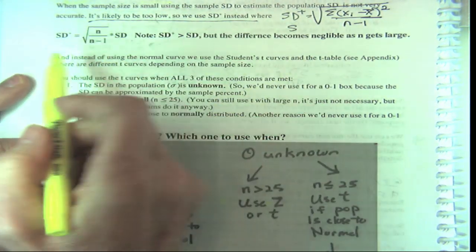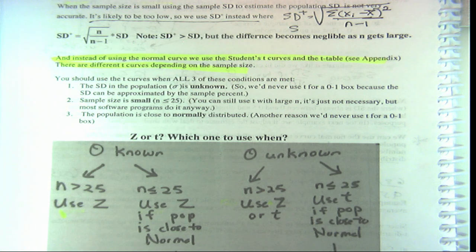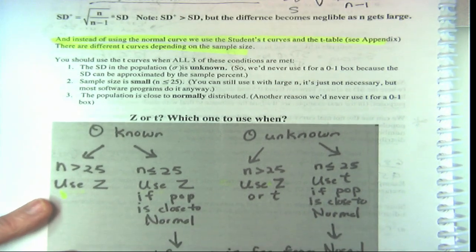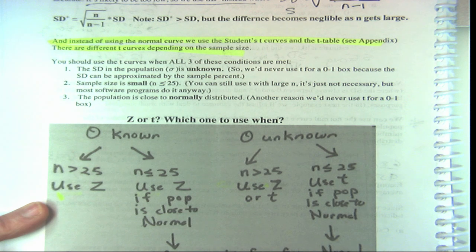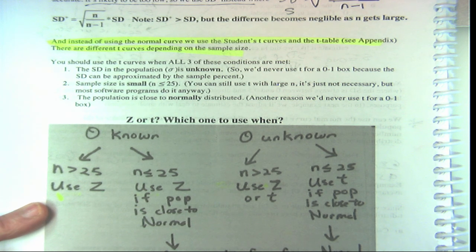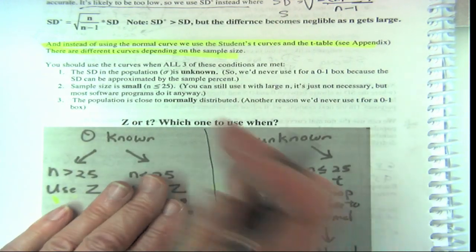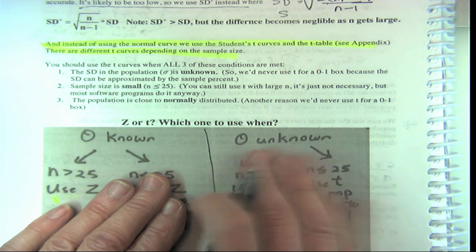Now the student t curves are more complicated. There's a different curve for each sample size. So here's a chart that will help you understand this. First of all, why are we doing this? We're doing this when we have to estimate a population sigma we don't know. So you're never going to use t here, never. You only use it when you don't know the standard deviation of the box.